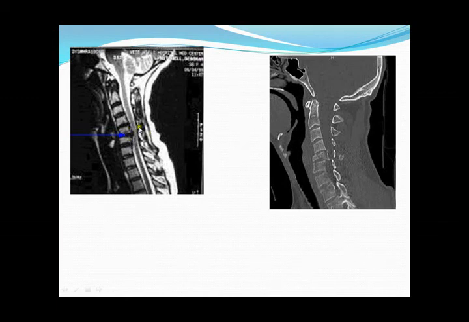So when the cord is compressed and the patient is having a deficit, those patients need surgical intervention to decompress the spinal cord and to stabilize the spine. So for stability, what we do is go for grafting and plating.